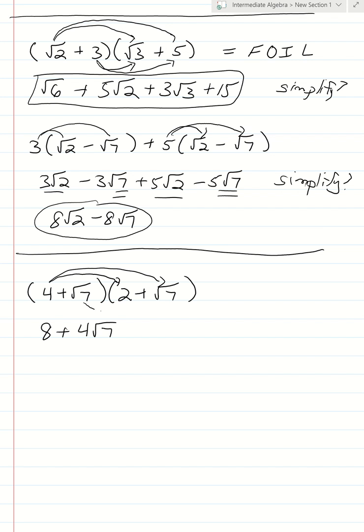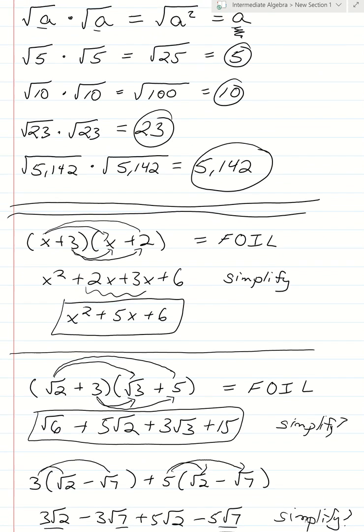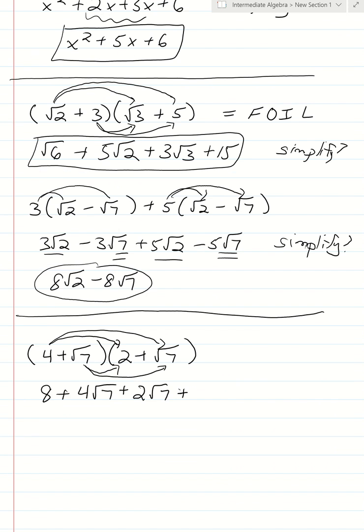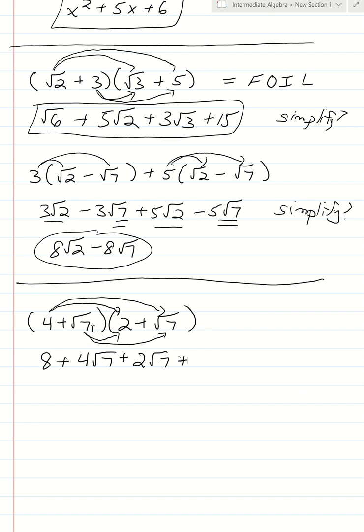Next, we have to multiply the square root of 7 times the 2. That would give us a plus 2 square root of 7. And then we have to multiply the square root of 7 times the square root of 7. And remember, as we talked about earlier, whenever you multiply a square root times itself, you're going to get just the radicand. So, using that idea, where we are multiplying the square root of 7 times the square root of 7, that would simply give us 7.